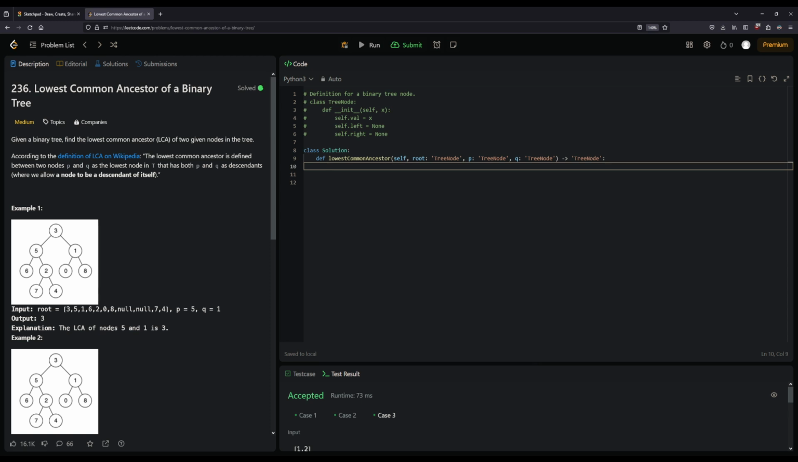Now, we also know that we are given the two nodes to the tree and that they exist in the tree. So this does allow us to optimize later because we don't have to exhaustively search the tree to see if the nodes even exist in the tree. We know they do. So let's go through a couple of examples and that'll help us come up with a solution.